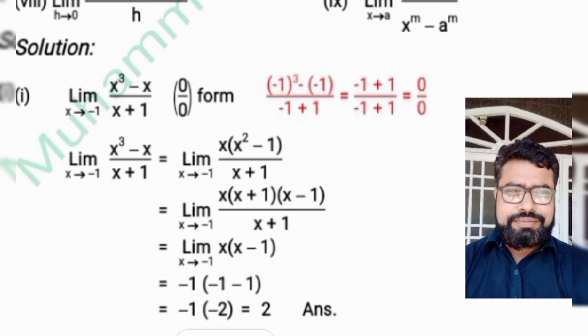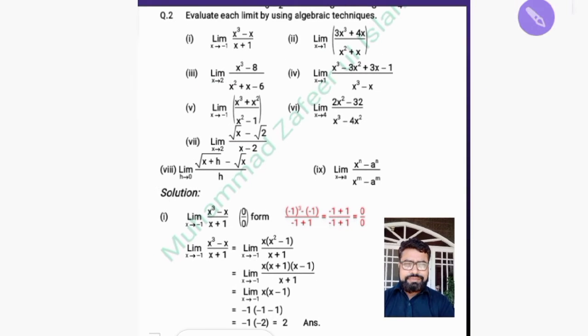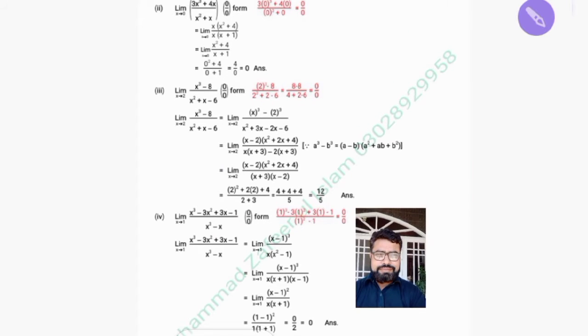As there is x and the value of x is minus 1, so we write minus 1 here. There is x minus 1 inside the bracket, so the value of x is minus 1 and minus 1 will be written the same. Minus 1 and minus 1, minus 2. Minus 1 and minus 2 will be multiplied and the answer will be 2. I explained the first part in detail.